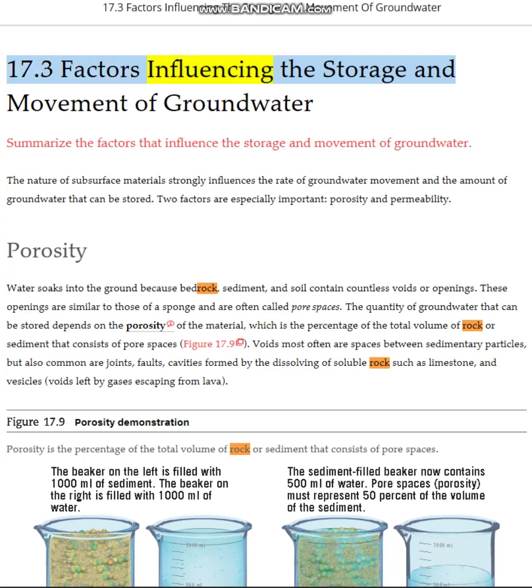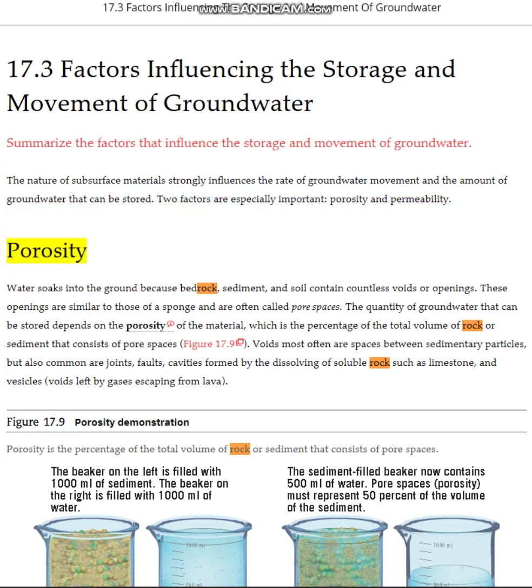17.3 Factors influencing the storage and movement of groundwater. Summarize the factors that influence the storage and movement of groundwater. The nature of subsurface materials strongly influences the rate of groundwater movement and the amount of groundwater that can be stored. Two factors are especially important: porosity and permeability.